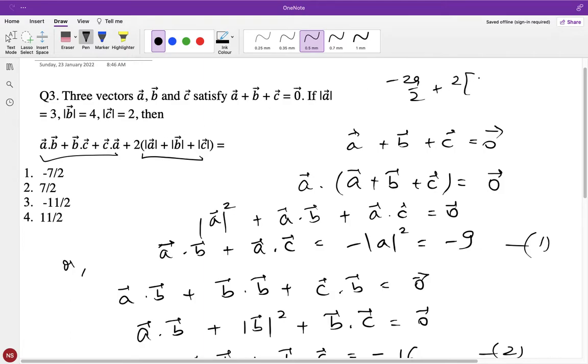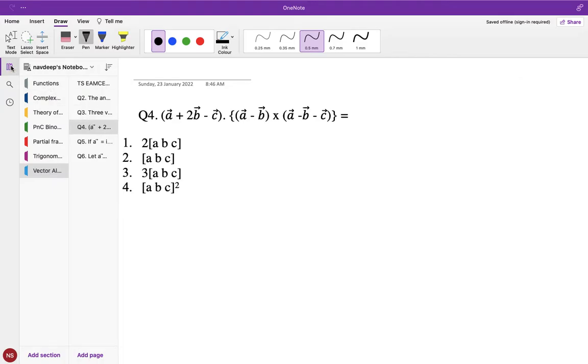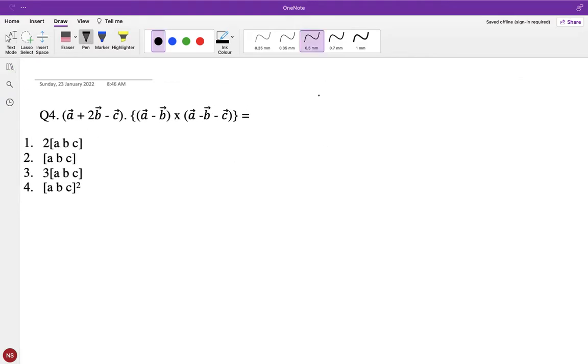And these are given to us, right? So 3 plus 4 plus 2. 3 plus 4 is 7. 7 plus 2 is 9. 9 times 2 is 18 minus 29 by 2. So 36 minus 29 is what? 7. 7 by 2. Correct? So not that tough, but not that easy. Now this question, I would say, is also not very tough. Straightforward, just open the brackets and you will be done.